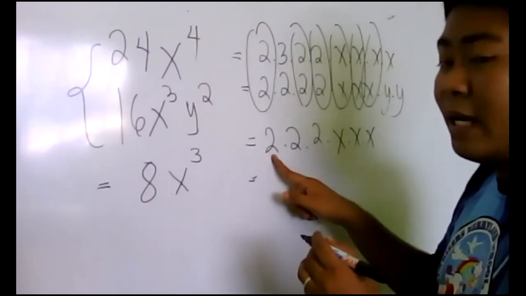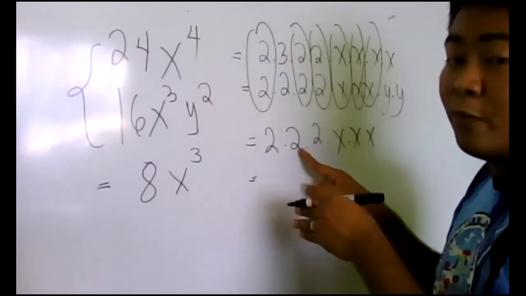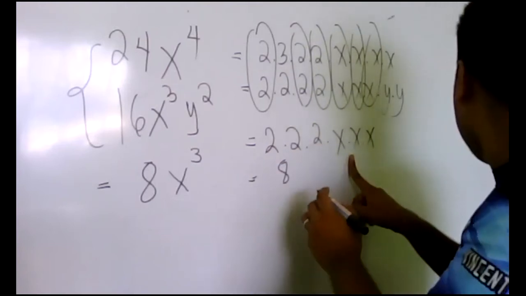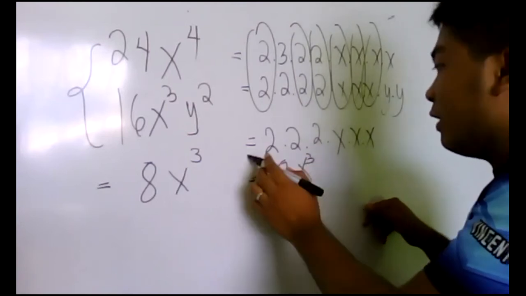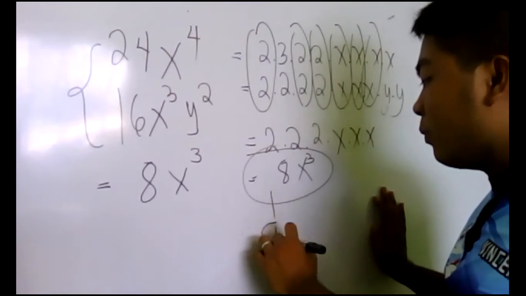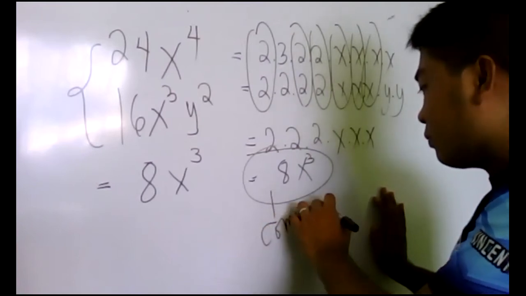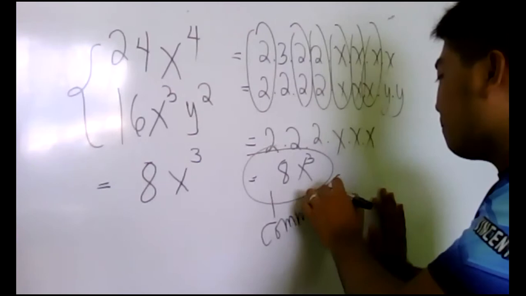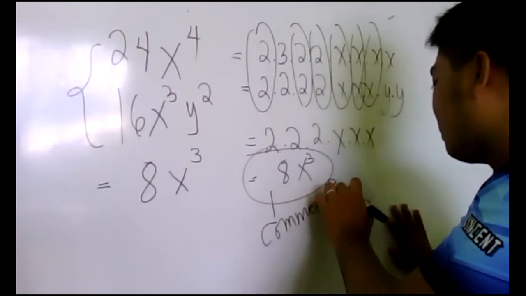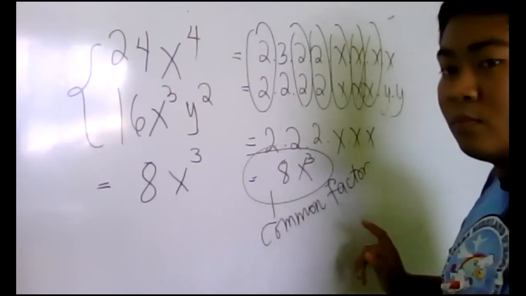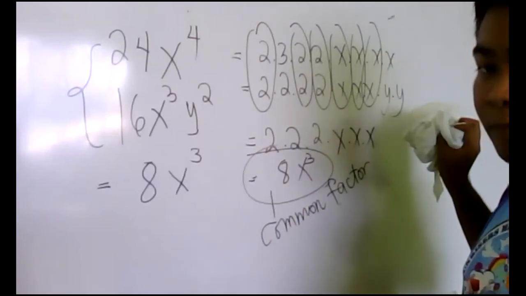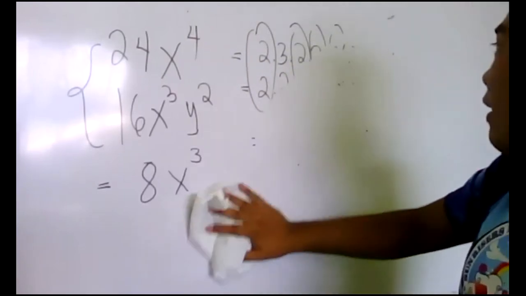So, try na natin. 2 times 2, that is equal to 4, times 2, that is equal to 8. Then how many x's are there? There are 3x. Therefore, the answer is 8x cubed. This is the common factor. Ito yung common factor. Okay, so let's try to have another example.